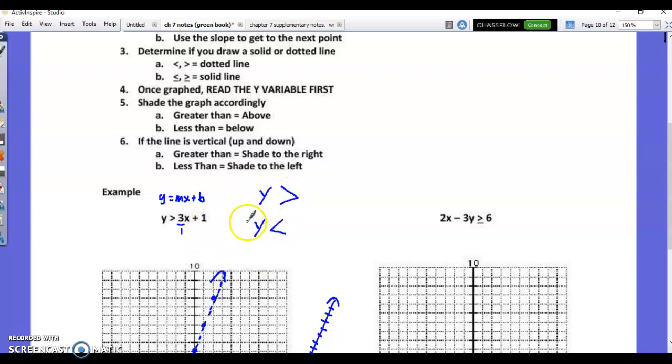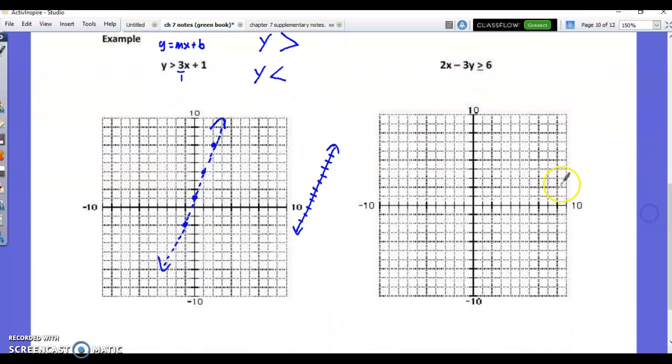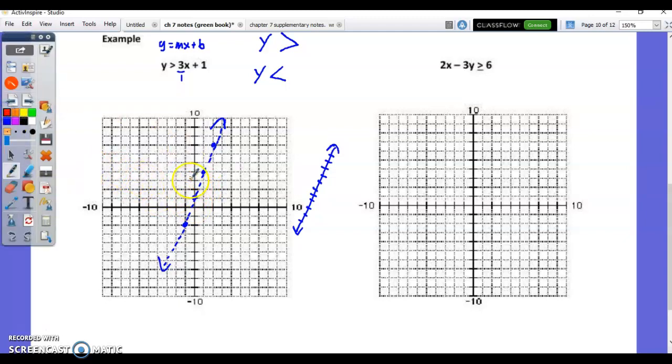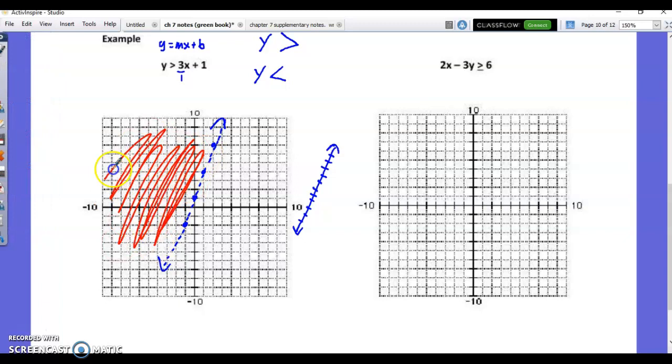So as you read it from left to right, this will be y is greater than. Greater means we shade above the line. So you have to visually imagine which side is above the line, and that would be to the left. So you're just going to scribble in this side to the left right here.